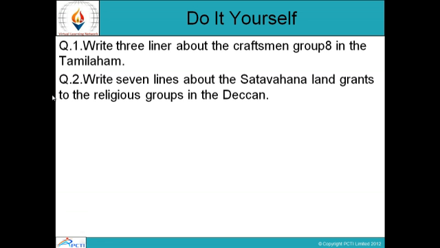That was all about the village community, how it was working at that particular point of time. These are some of the questions you have to do yourself. Question number 1, write 3 lines about the craftsman group in the Tamilham. And second, write 7 lines about the Satavahana land grants to the religious groups in the Deccan.